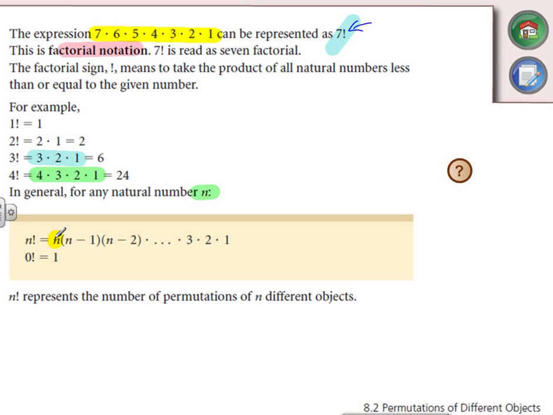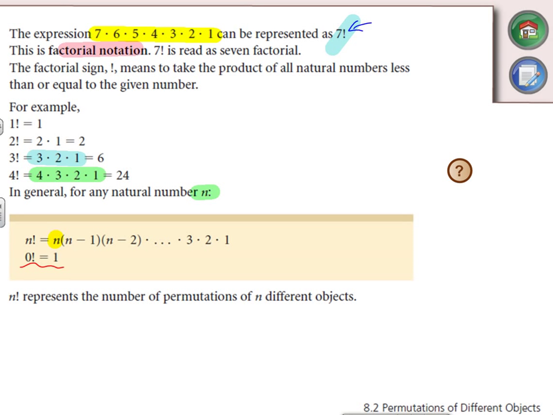0 factorial now. This is a tough one to kind of think of. 1 factorial is 1. That means really what it's saying is how many ways can I arrange one book? One way. 2 factorial. How many different ways can I arrange 2 letters?